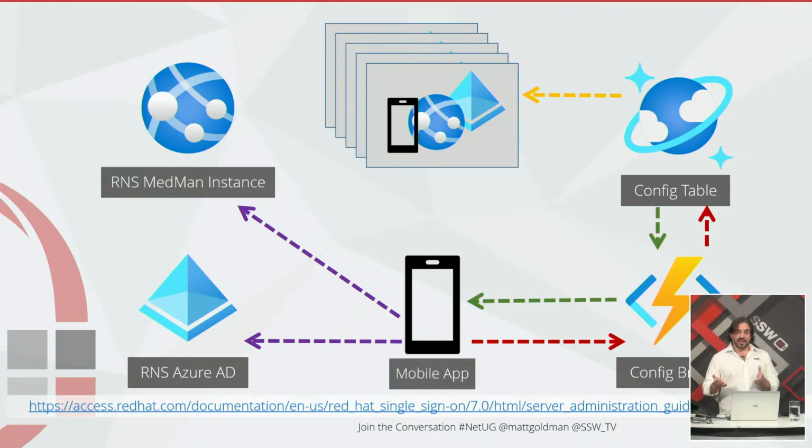Now, this is a valid model. You can do this. This is a kind of borrowed idea from the identity broker concept in OAuth. You can look that up. I've got a link here to some Red Hat documentation.